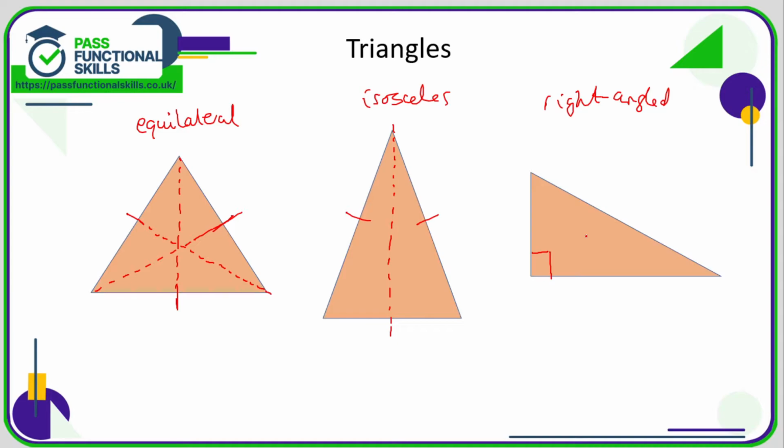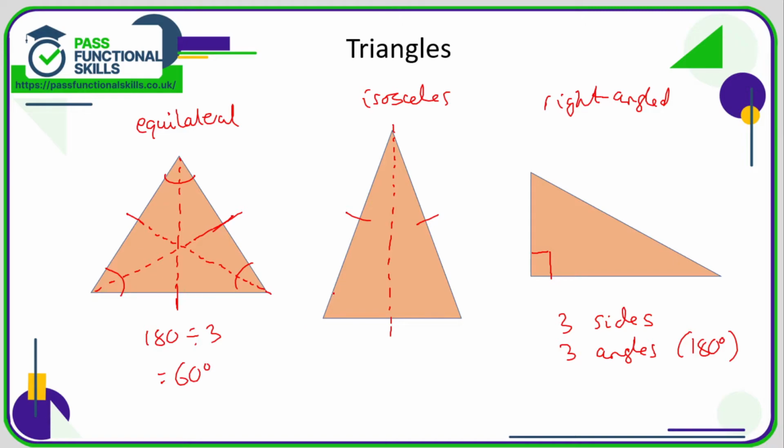Now, things you need to know about triangles are, the key thing is 3 sides, 3 angles, and the angles always add up to 180 degrees. In an equilateral triangle, the 3 angles are identical. So if you divide 180 by 3, then each angle is 60 degrees.